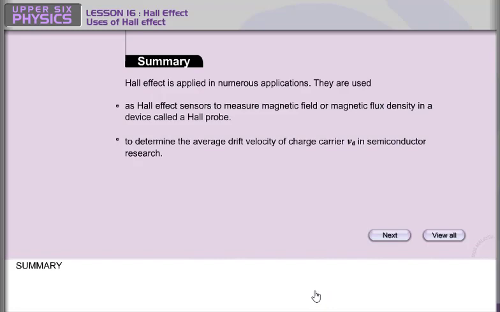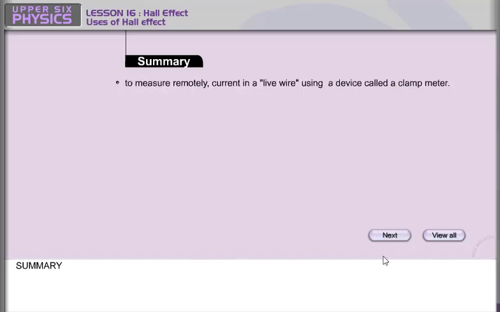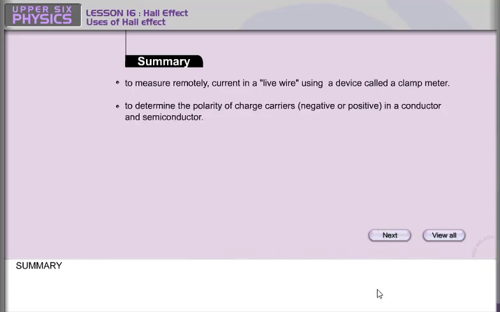To determine the average drift velocity of charge carrier (VD) in semiconductor research. To determine charge carrier density N in a conductor and semiconductor. To measure remotely current in a live wire using a device called a clamp meter. To determine the polarity of charge carriers, negative or positive, in a conductor and semiconductor. To determine the poles of a magnet.